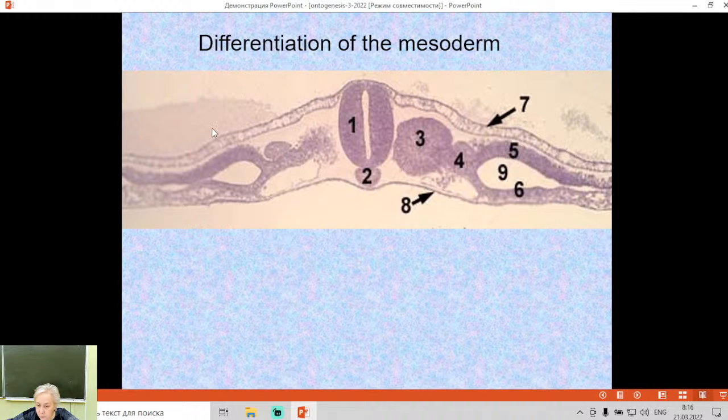With this slide we will work in the practical class, and you must remember this notation. Number 1 again, neural tube; 2, notochord; 3, somites; 4, nephrogonotome; 5, parietal sheet of splanchnotome; 6, visceral sheet of splanchnotome; 9, secondary cavity of the body; 8, endoderm; 7, ectoderm.